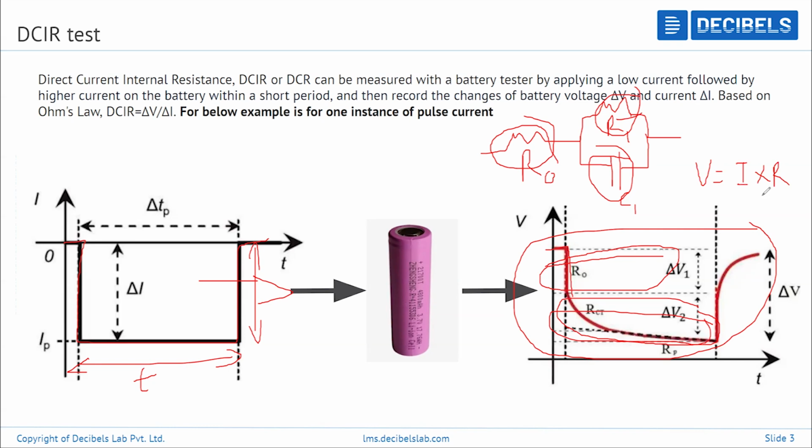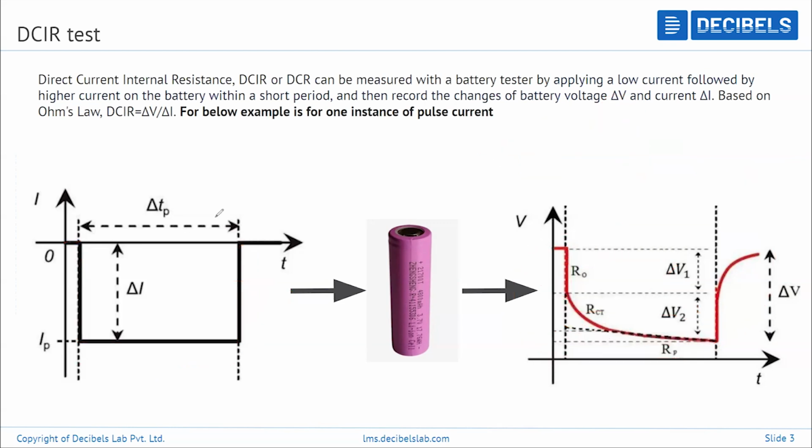Okay. So with this, you can calculate your R0, R1. Okay. And this is your DCIR approach. Then there is, yeah. So this is for one instant of, let's say, right now the cell is at some particular SOC, and you are getting this voltage response when you provide this pulse current.